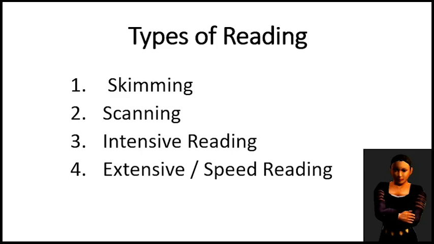Classification can be done based on many things and is done by many people. However, here I have given the major classification that is popular among the academia. So these are the main four types: skimming, scanning, intensive reading, and extensive, also called speed reading. You might be familiar with most of these words, and the explanation of each type is also closely related to the meanings that you know. Now let us go deeper into each of these types.